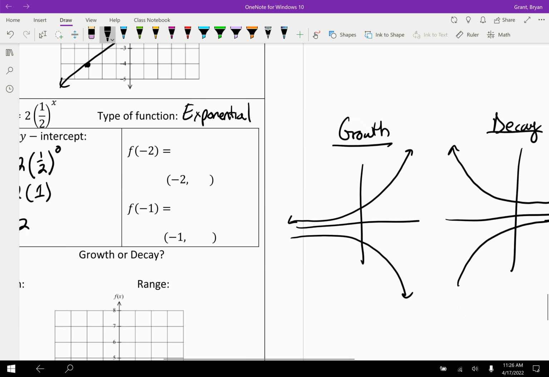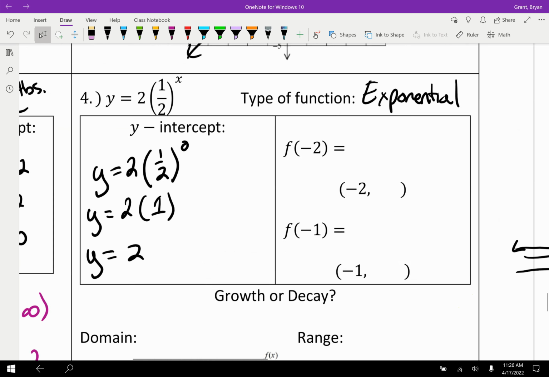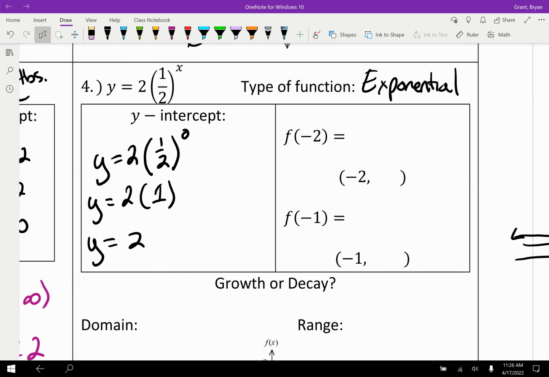What makes something growth or decay? Well, that is the number that's being multiplied by itself over and over again. And that in this case is the 1/2. 1/2 to the x power means start at 2 and just multiply by 1/2 over and over and over again. Now, if you take half of a number for a long enough time, what's going to happen to that number every time you take half of it? Does it get bigger or smaller? Well, it gets smaller. That number decays.